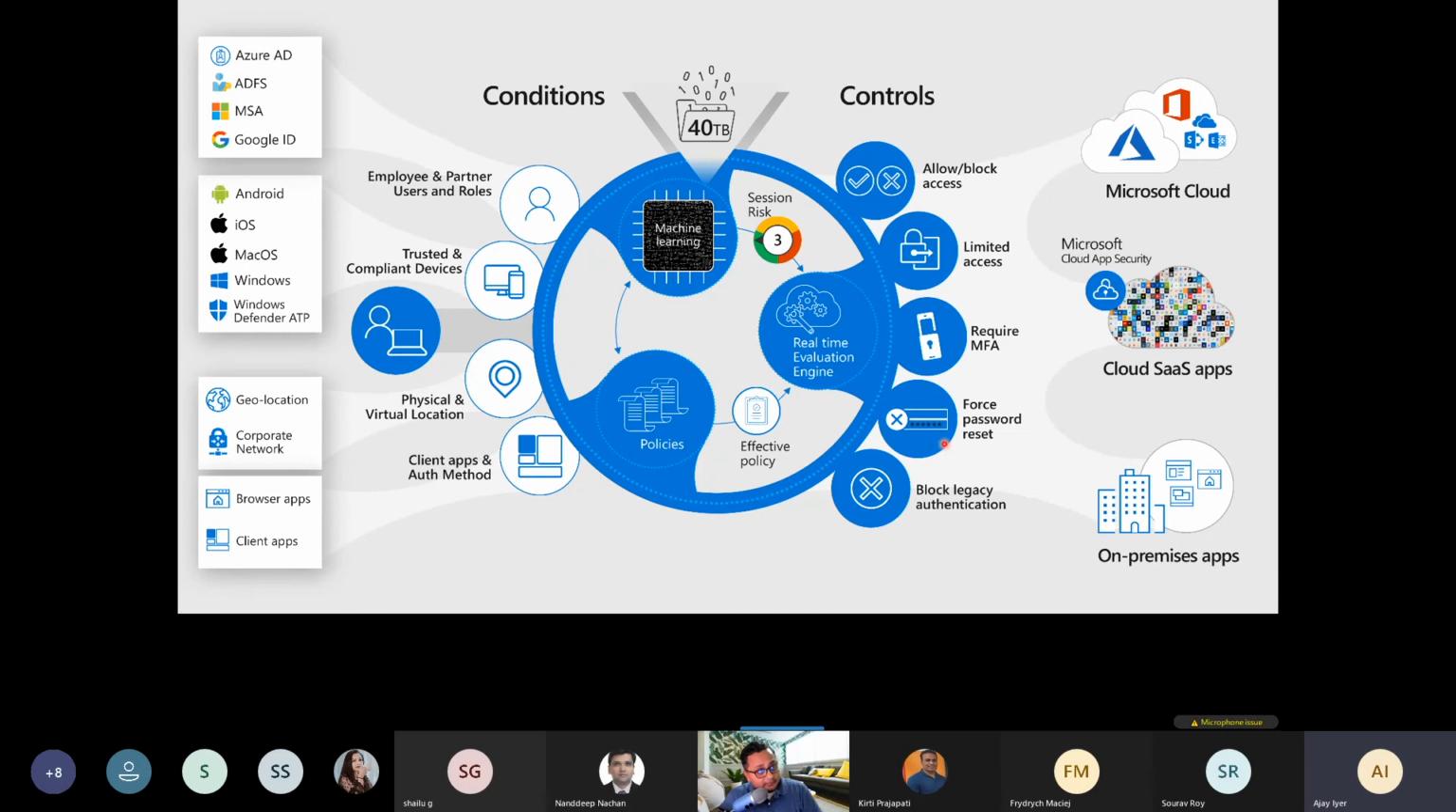Well, the Tor browser is intentionally used because someone wants to anonymize themselves. Well, okay, you want to use that, that's fine, but your session risk this time is going to go high. Session risk goes high, automated response, block access. Simple as that, right?